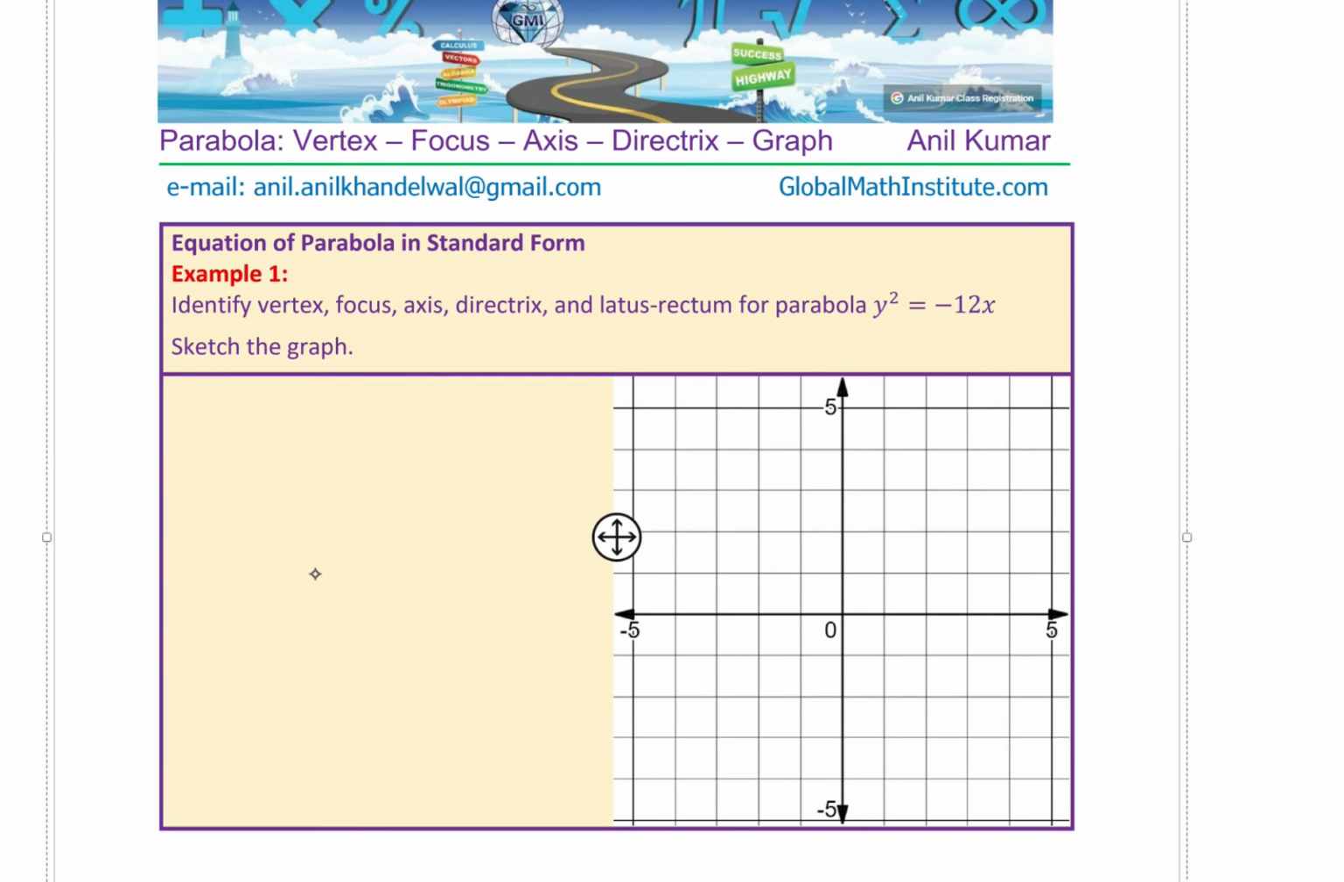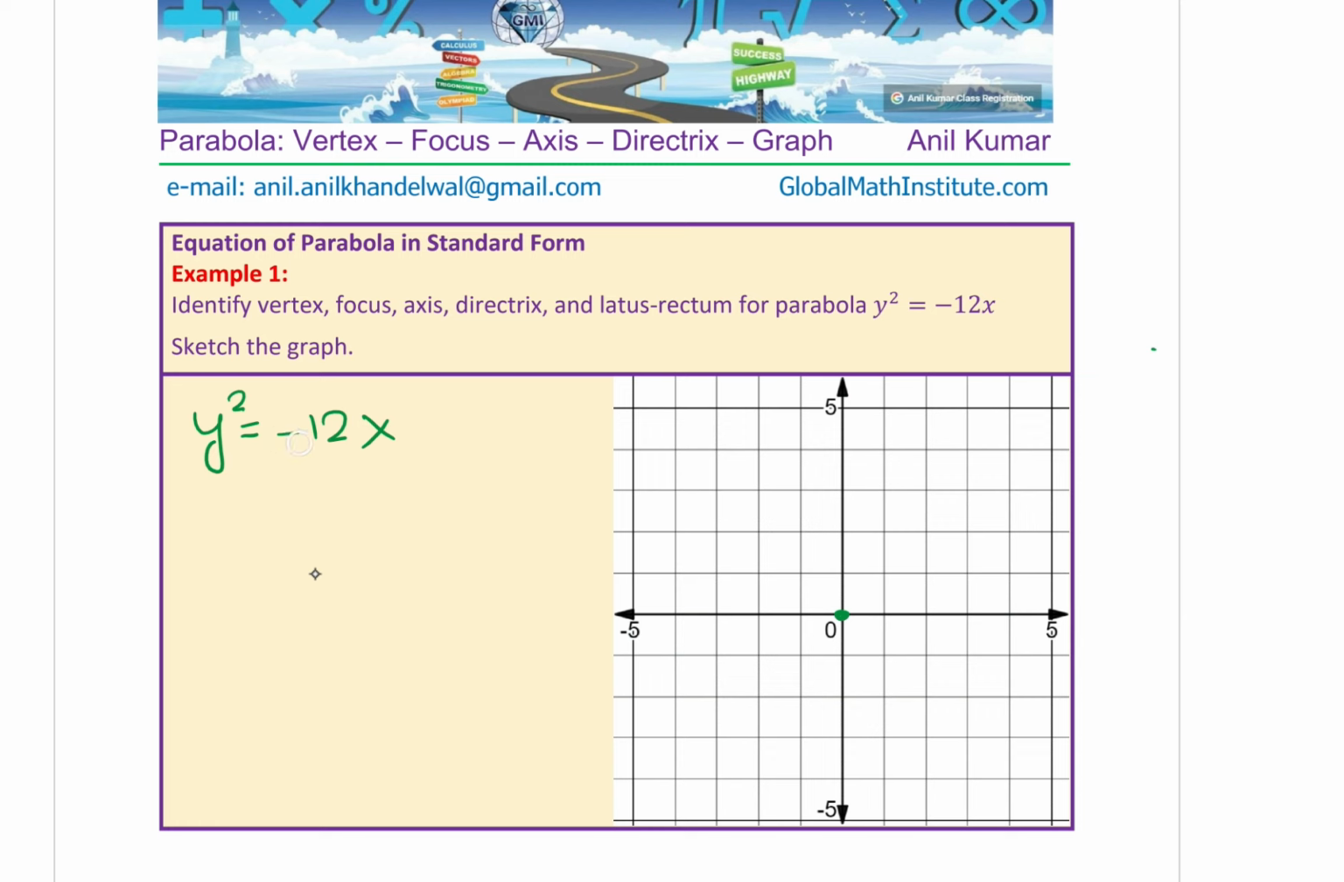The question for you is identify vertex, focus, axis, directrix, and Latus-rectum for the parabola y square equals to minus 12x, and then sketch the graph. So now we are given the equation y square equals to minus 12x. How will you sketch this graph? Well, for this equation, it's a standard form. We know that the vertex is going to be at the origin, correct?